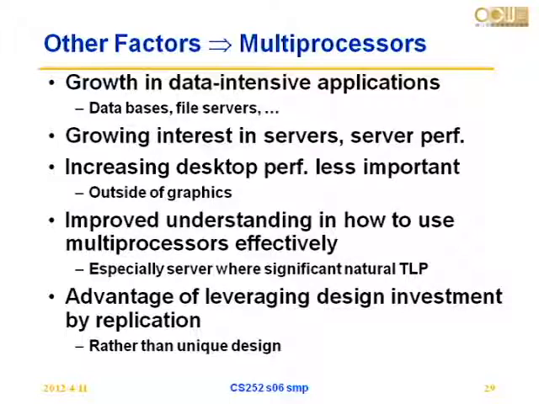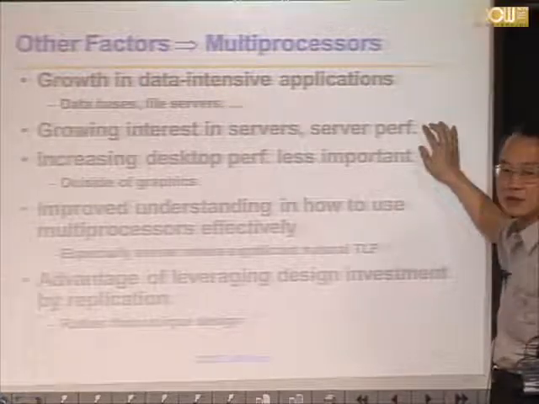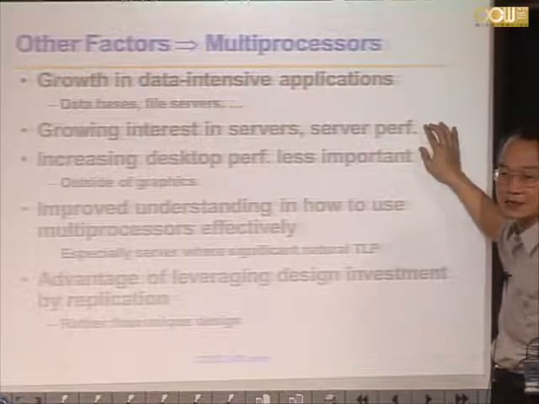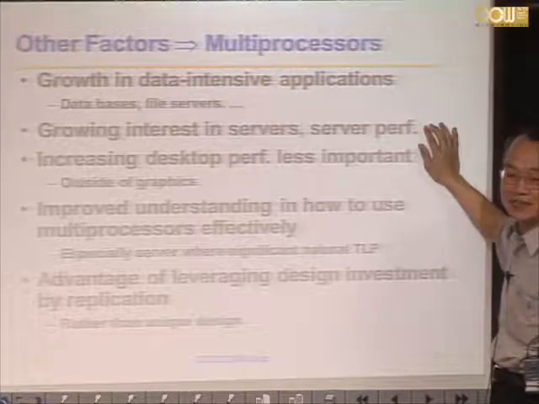Okay, multiprocessors. Why do we need multiprocessors? Because we're facing growth in data-intensive applications and growing interest in server performance, and increasing desktop performance is less important. Desktop performance increase is less and less important because now we have the internet, grid computing, and cloud computing. Tell me, what's the difference between cloud computing and grid computing? How many of you understand what cloud computing is?